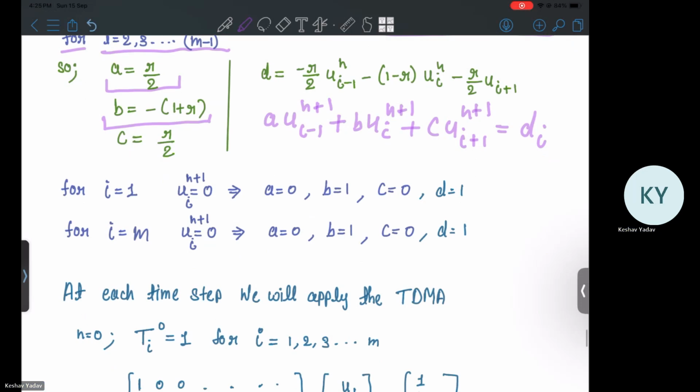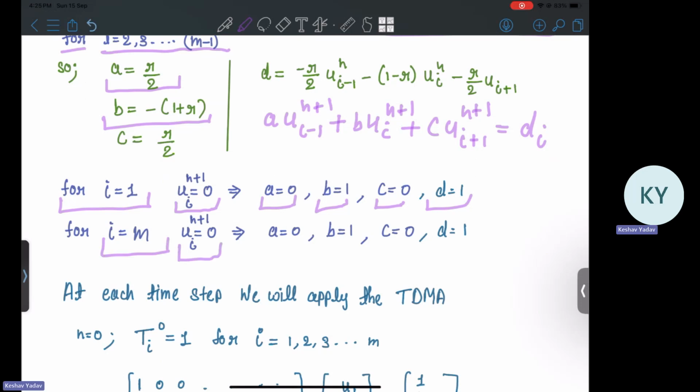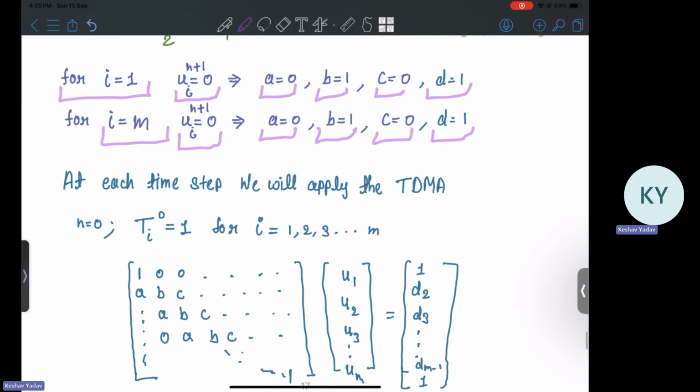Now we know for i equal to 1, u_i at n plus 1 is 0, and for that case a will be 0, b will be 1, c will be 0, and d will be 1. Okay, similarly at i equal to m, u_i will be 0, that means a will be 0, b will be 1, c will be 0, and d will be 1. Okay, now we will use the TDMA at each time step.